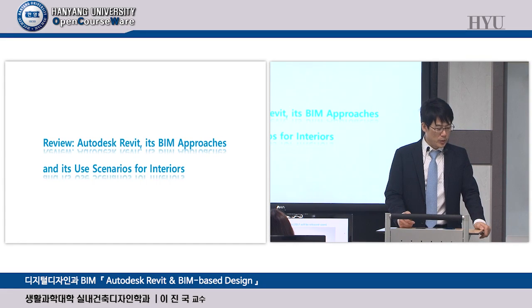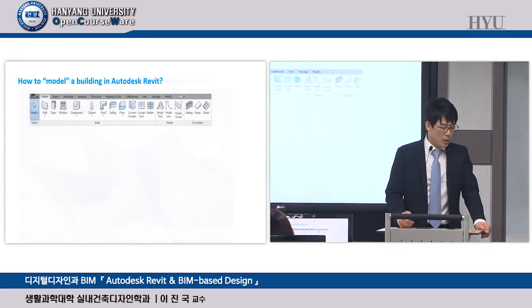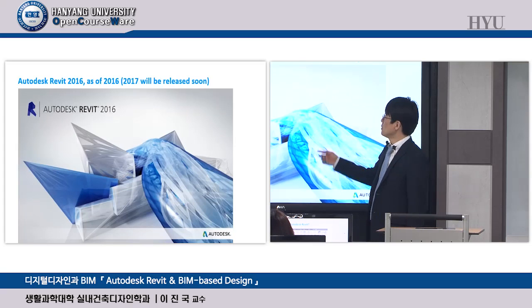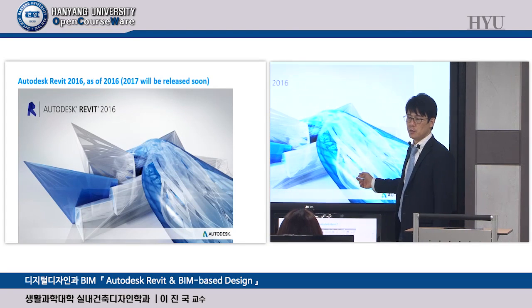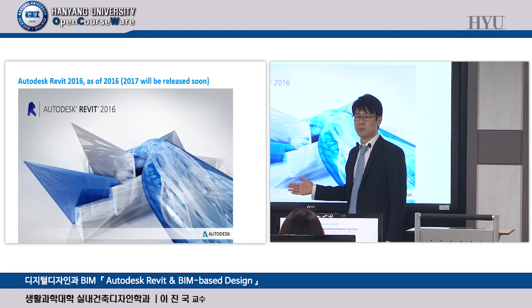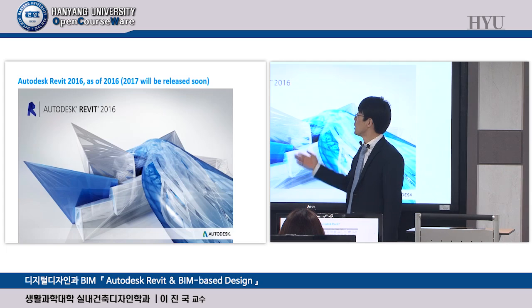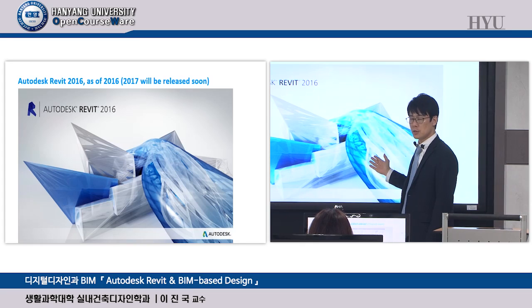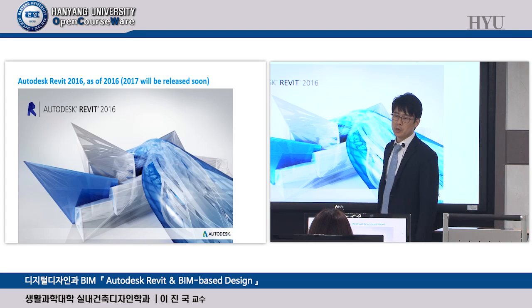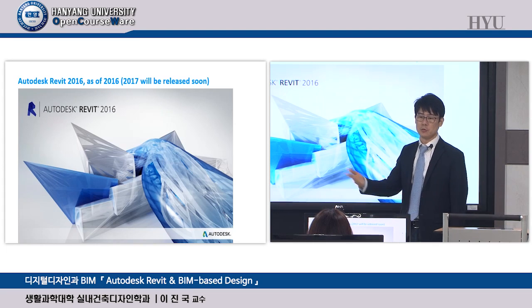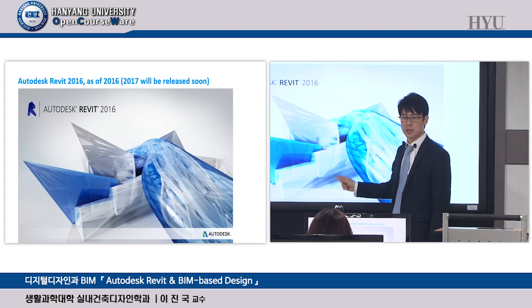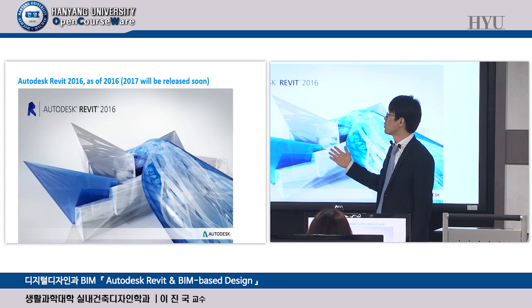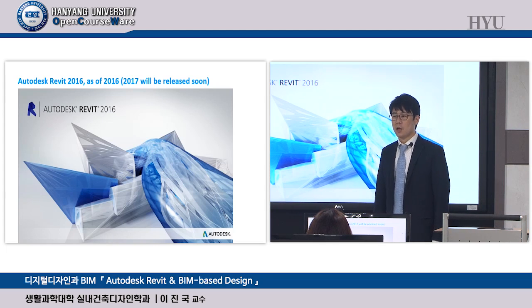Another review about Autodesk Revit: its BIM approaches and use scenarios for interiors. Okay, 2016 is the latest version, but in general, in April or May, next year's version is going to be released officially. So Revit 2017 is probably going to be released next month or in May. But anyway, in this semester, in this course, we're going to use Revit 2016.